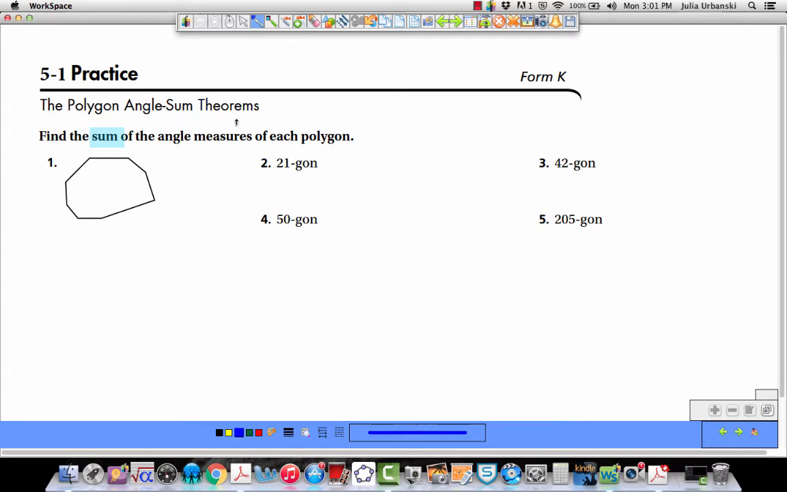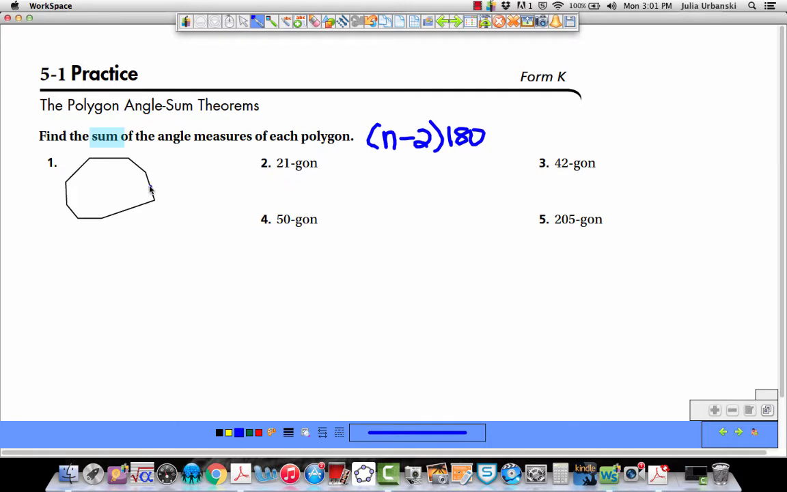So let me do a couple on the back side with you. 5-1 practice. Find the sum of the angle measures, they're talking about the interior angles when they say that, of each polygon. To find the sum of the interior angles, you are using that formula that says n, the number of sides, minus 2 times 180.